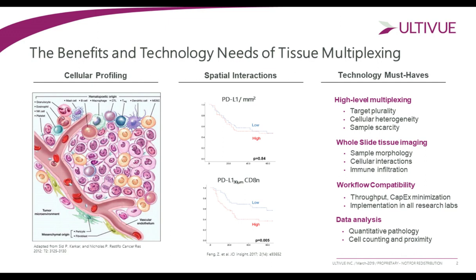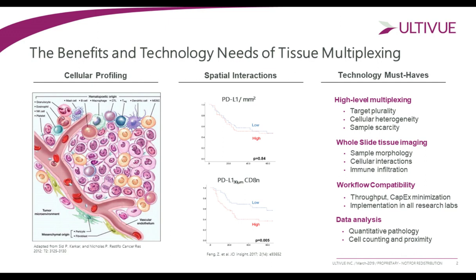You also want a platform that takes into account the fact that samples are becoming more and more scarce and samples are becoming smaller and smaller. So ideally, you'd like to have a platform that allows you to actually use that single sample for other downstream assays and get as much information out of that single slide as you possibly can.